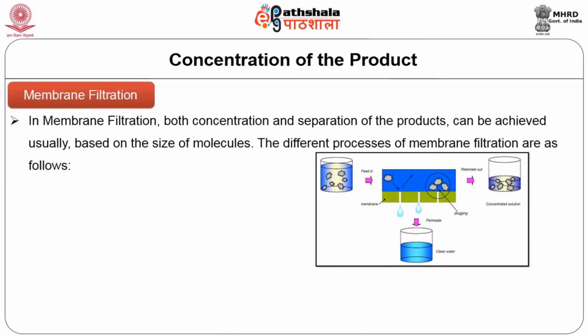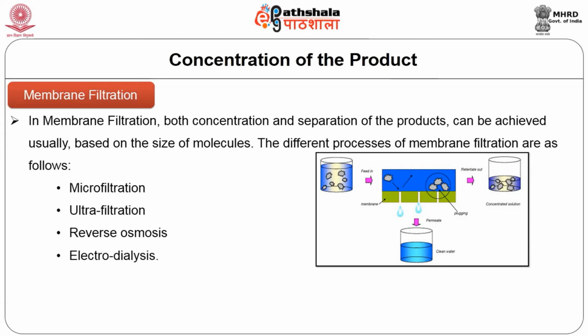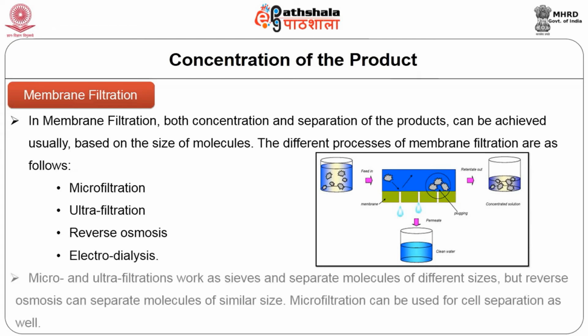In membrane filtration, both concentration and separation of the products can be achieved, usually based on the size of the molecules. The different processes of membrane filtration are as follows: microfiltration, ultrafiltration, reverse osmosis and electrodialysis. Micro and ultrafiltrations work as sieves and separate molecules of different sizes, but reverse osmosis can separate molecules of similar size. Microfiltration can be used for cell separation as well.